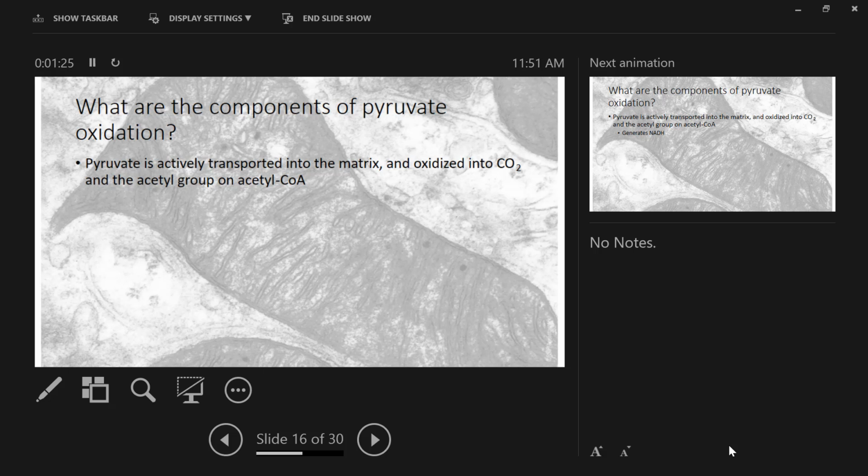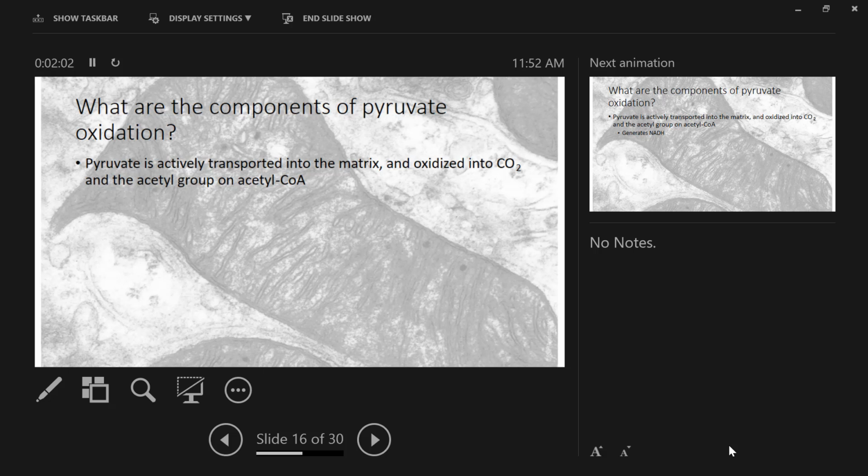And so we're transporting pyruvate from where there's little of it into a place where there's a lot of it. We're transporting it against its concentration gradient. So it has to be actively transported. And we know that that requires energy. We also know that that requires a protein specific to that process. And so once it can get into the matrix, it can be oxidized into carbon dioxide and the acetyl group for acetyl-CoA, which needs to get put into the Krebs cycle.